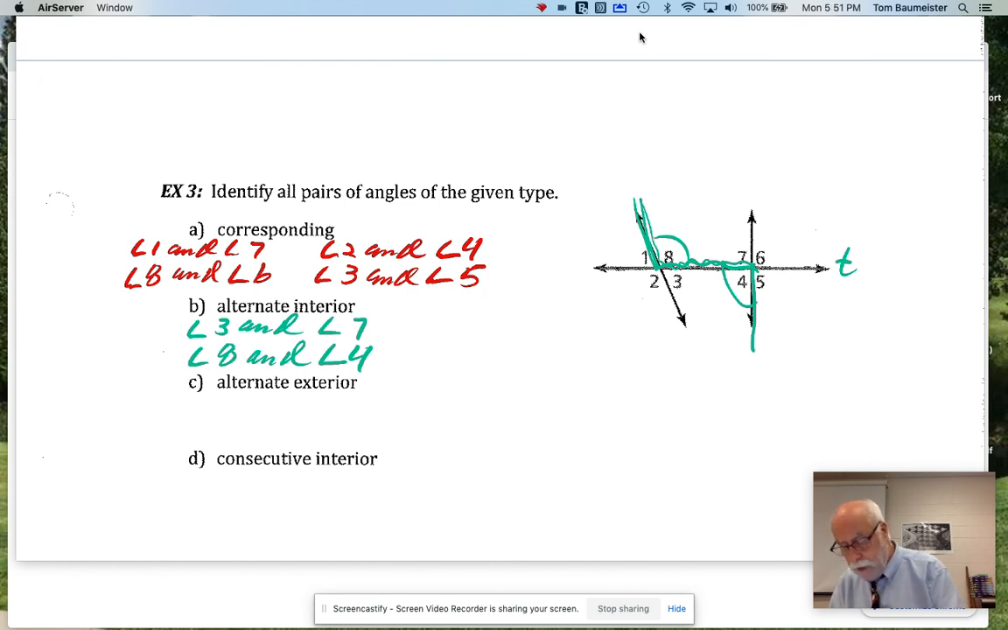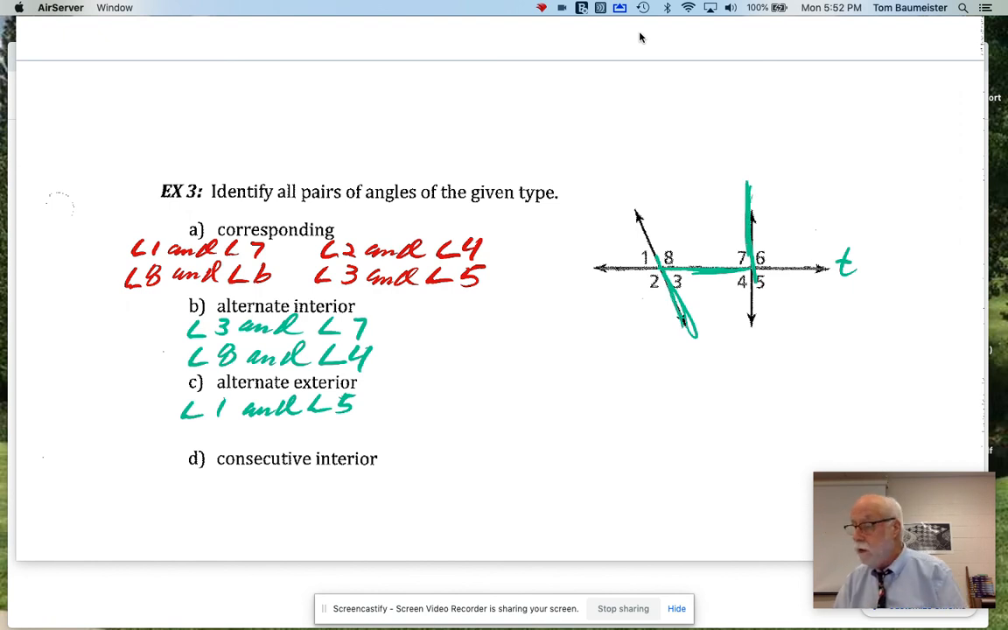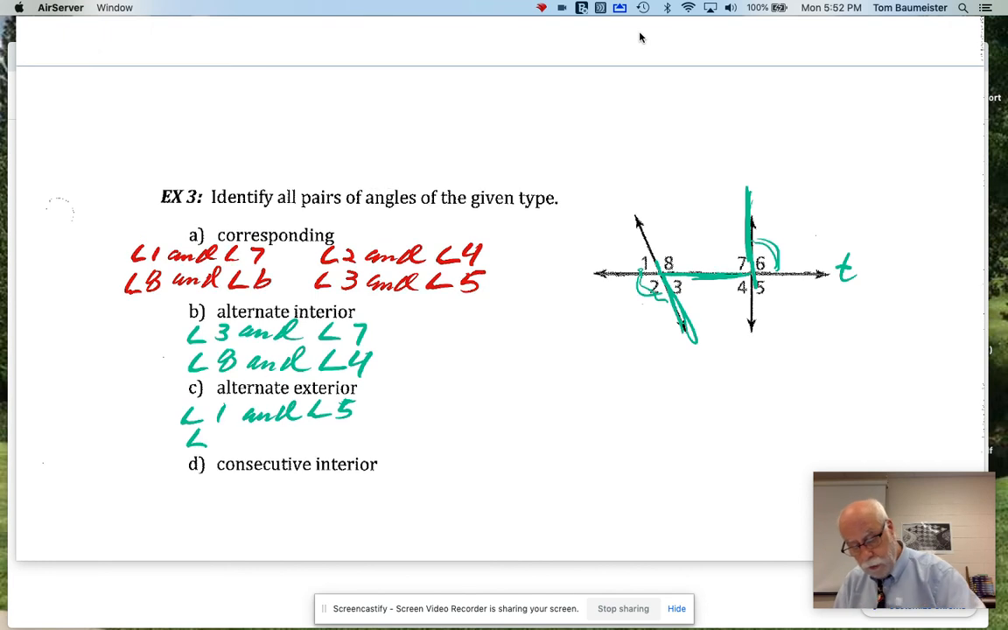While I have that one already up, what would be the exterior angles for that one? Alternate exterior. So there's my Z, an alternate on the outside of the 2. So we would say angle 1 and angle 5. Let me erase that one and go back to the other one. If I make this Z here, the ones on the outside, on the opposite sides of the transversal, would be angle 2 and angle 6.